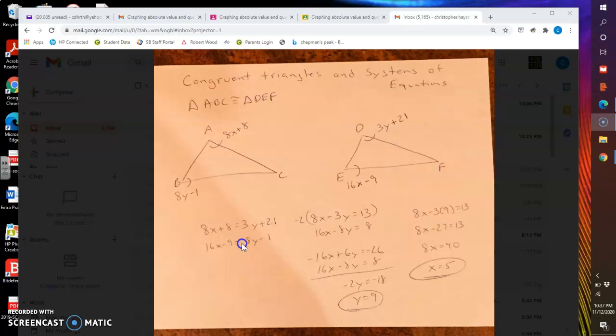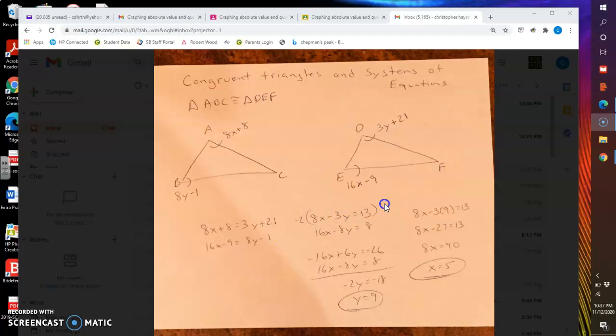So when this happens, we need to get the y's and the x's on one side and the numbers on the other. I subtract 3y and I subtract 8. I subtract my 8y over here, I add my 9 over here, and we end up with 8x minus 3y equals 13, 16x minus 8y equals 8. So once again, if you notice, I moved my 3y over, I moved my 8 over. I moved my 8y over, I moved my negative 9 over. Right? And now we have a system.